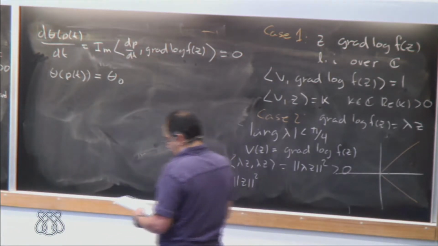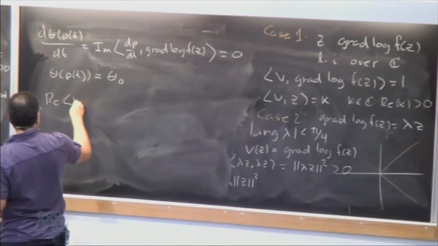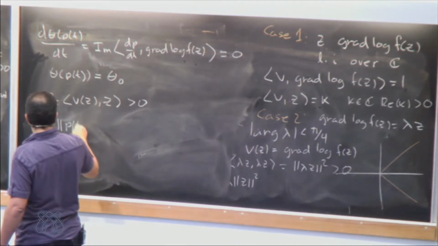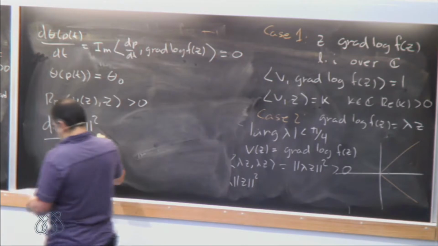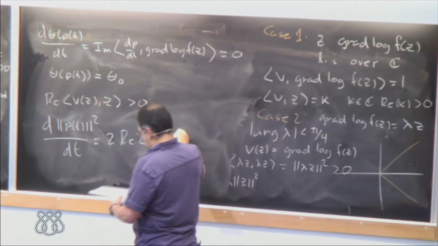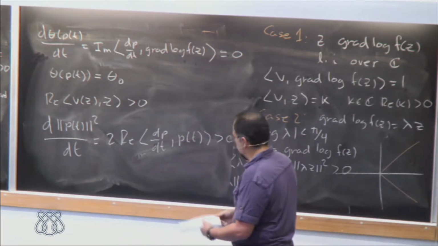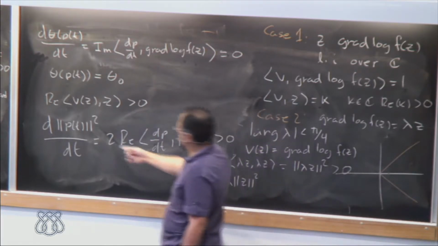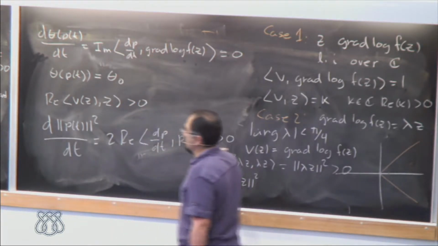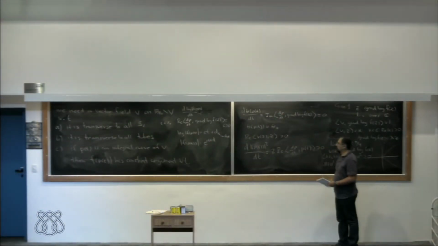And also, well, we have that the real part of this, of course, is positive. So now what we take is the derivative of the norm of p_t squared with respect to t, and this is 2 times the real part of this, which is positive. This is positive, so the derivative is positive, so that means this norm is always increasing, so that means it's transverse to all the spheres. So we get what we want.